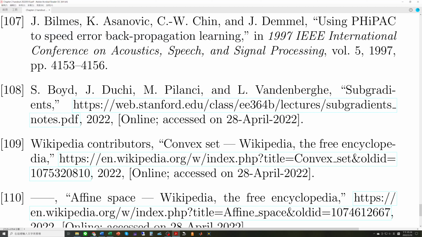Backpropagation is also an important concept or algorithm in deep learning. In 1997, IEEE International Conference on Acoustics, Speech, and Signal Processing. So this is a conference paper.